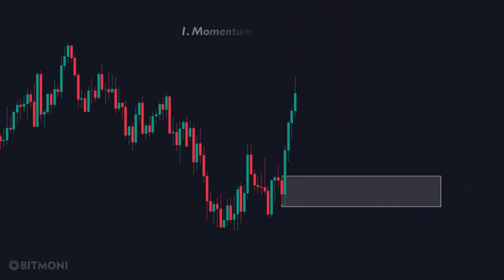First is momentum. Observe how price moves out of the zone. Look for large, consistent candles showing strong momentum. These are the footprints of big institutions, a clear sign that the big players are active in the market.